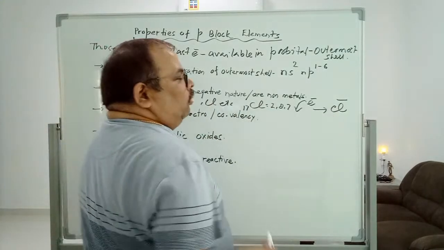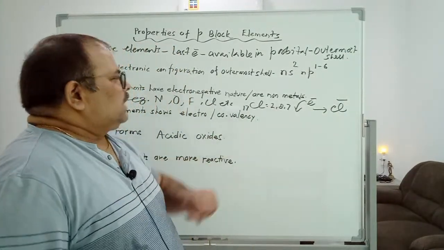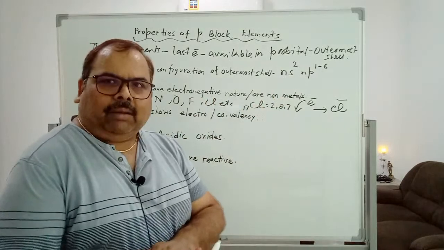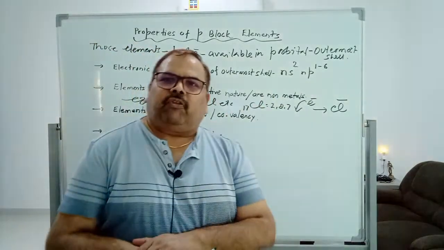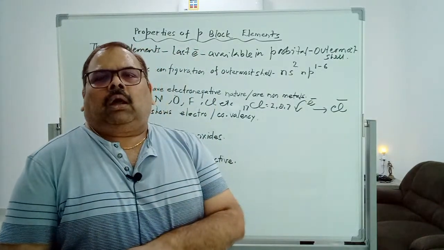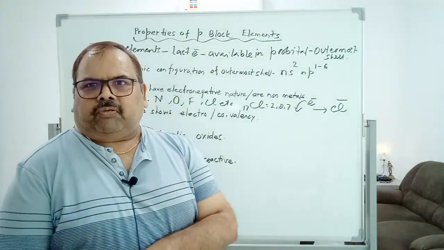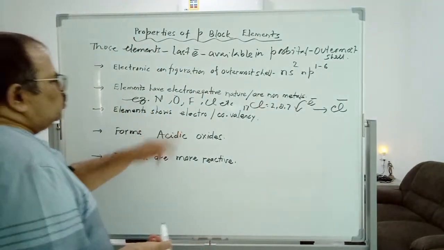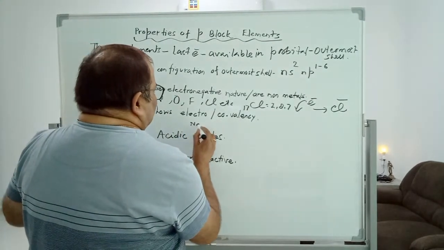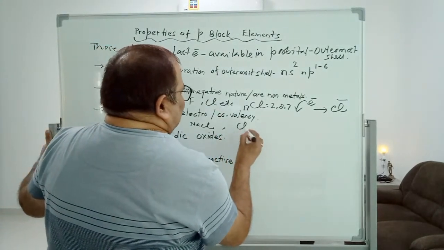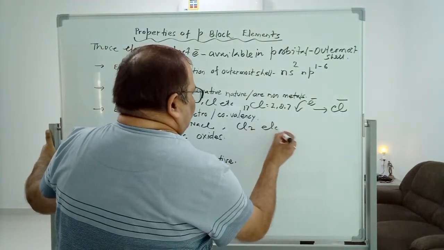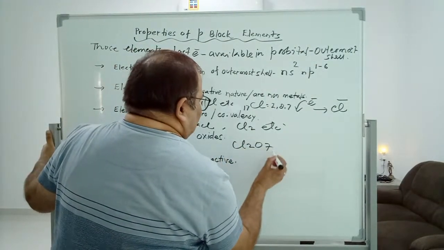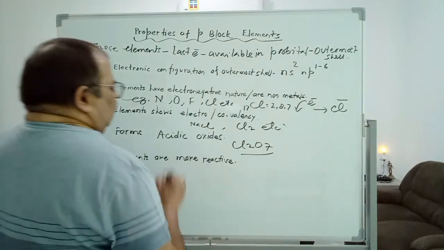Chlorine needs 1 electron to complete its octet, and this nature is electronegative nature and acts as non-metal. Non-metal means, simply you can define, if the outermost orbit has 5, 6 or 7 electrons, it is termed a non-metal. Now the elements show electrovalency, like in NaCl, and covalency, like in Cl2, etc. They form acidic oxides, like Cl2O7. Examples are there. Elements are more reactive.